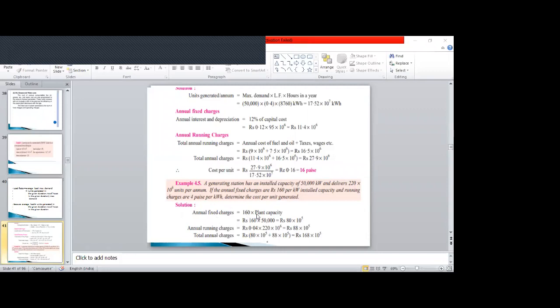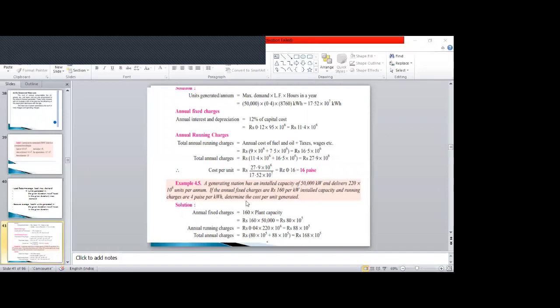Did you understand this problem? Yes, ma'am. How is it different from the previous problem? Okay. Did you note down? All of you are noting down? Ma'am, we are. Yes. Okay.